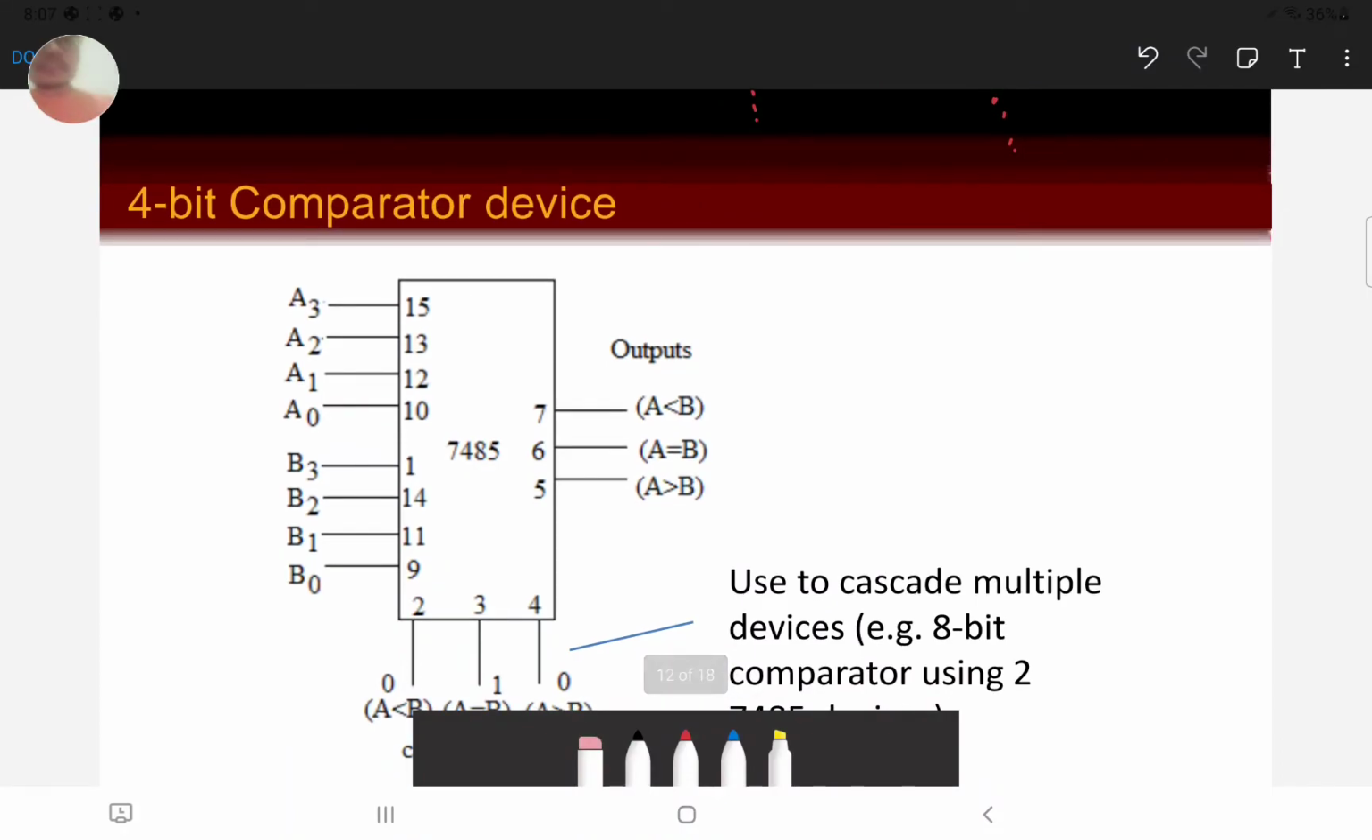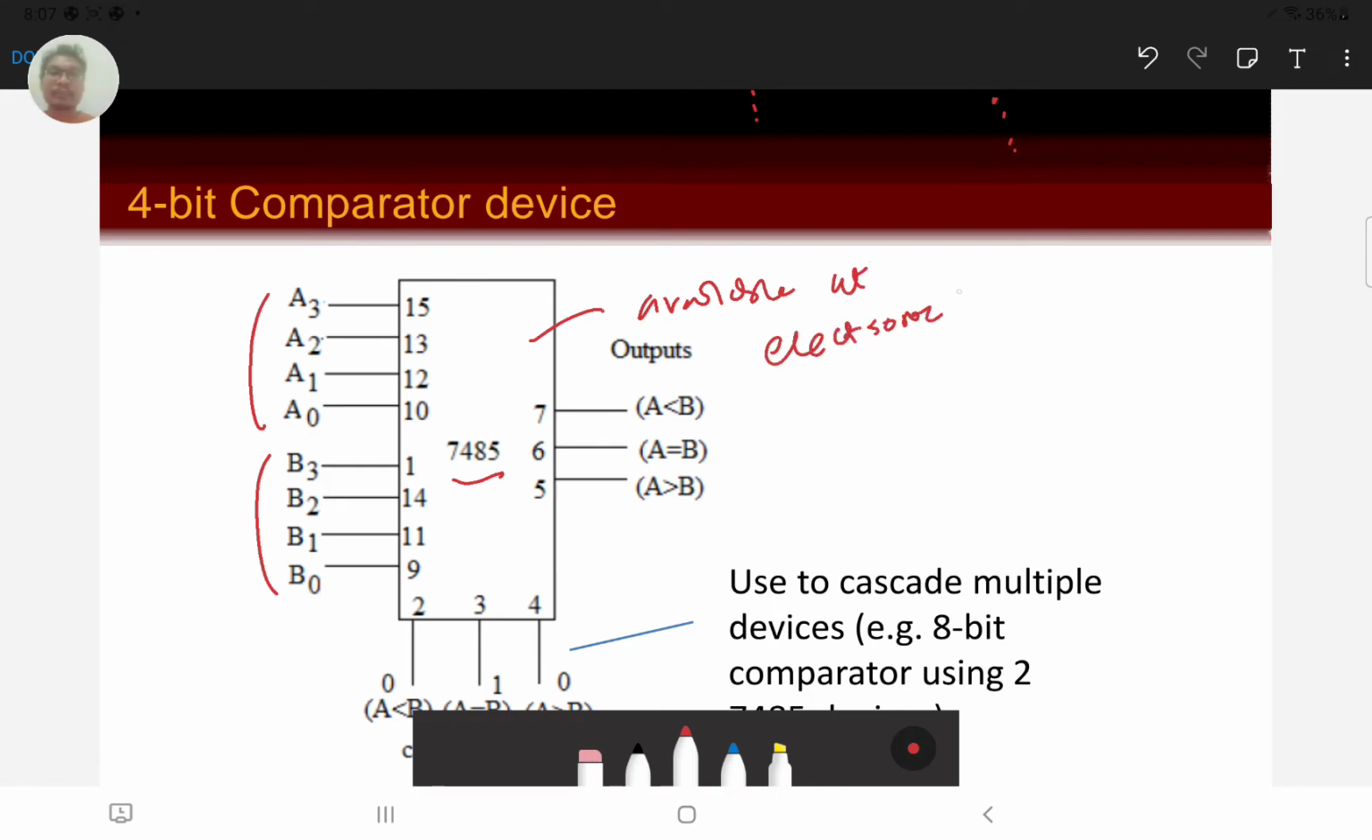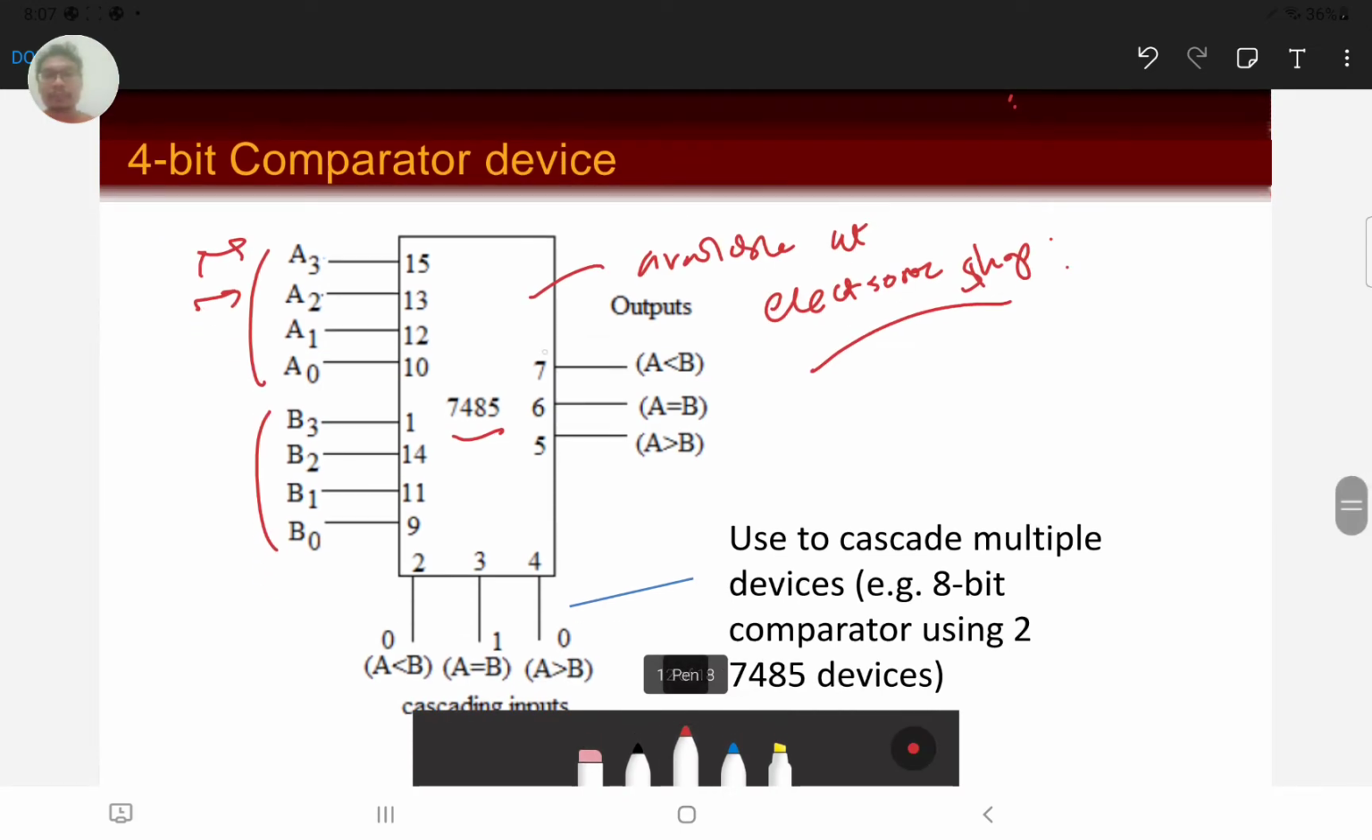So a 4-bit comparator device. If we need to compare 4-bit numbers, A and B, we can use a 7485 device. Okay, this is available at most electronic shops. You can actually purchase and buy this for DIY electronics. So we just supply our bit values on the input, and then the output pins. Output pins 7, 6, and 5 will tell you if A is greater than, less than, or equal. And we can also cascade them.